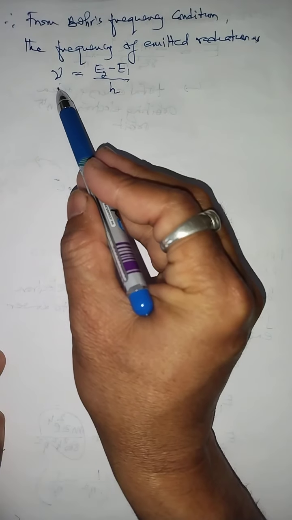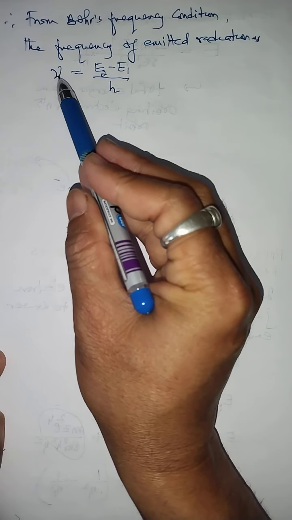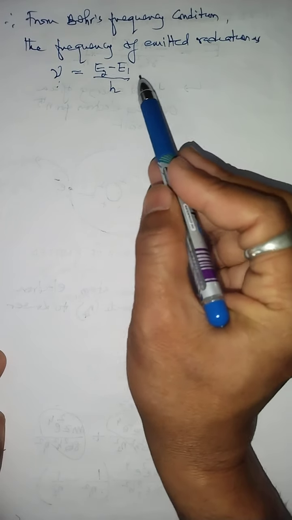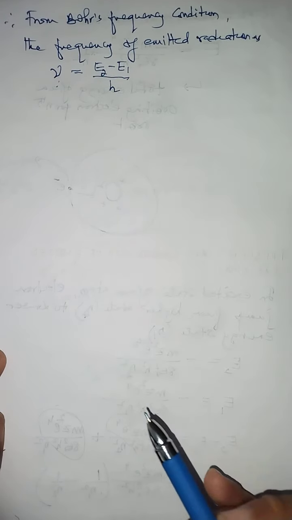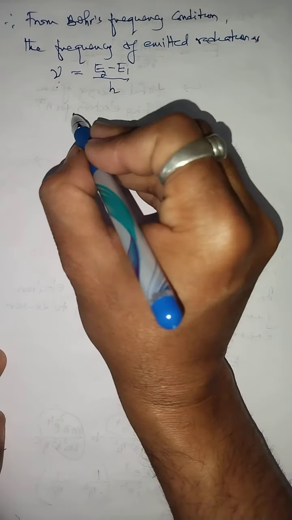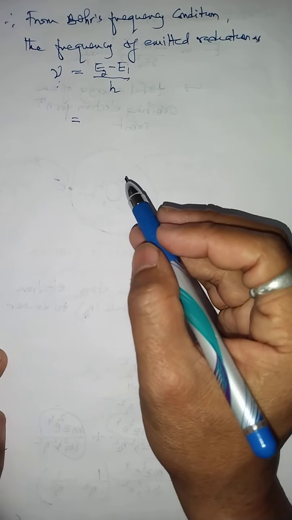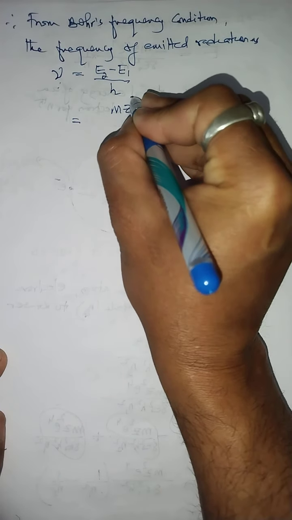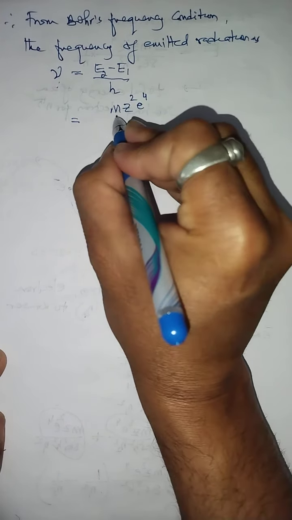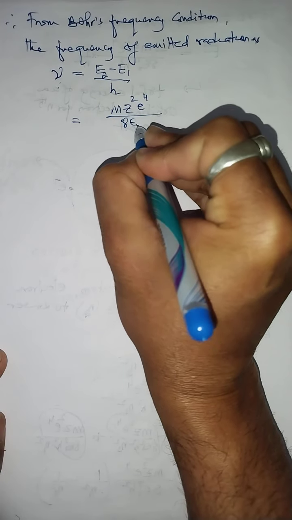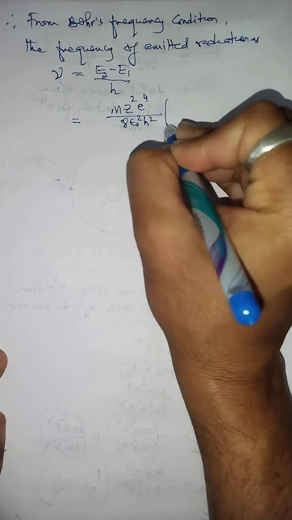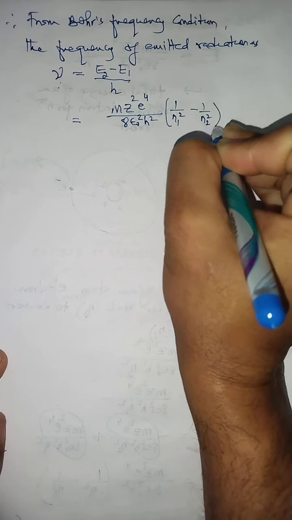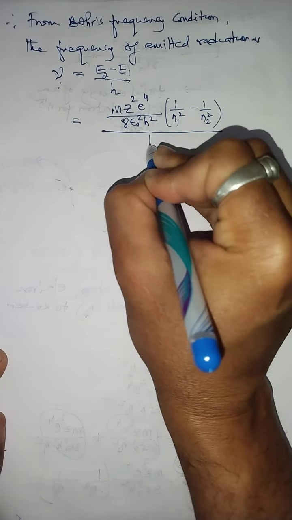That measures the frequency of the emitted radiation. So the frequency of emitted radiation equals the energy difference of two electrons in two orbits divided by the constant called Planck's constant. Now let me substitute the value. E2 minus E1 is nothing but m Z square e to the power 4 by 8 epsilon naught square h square, with bracket 1 by n1 square minus 1 by n2 square, whole divided by h.